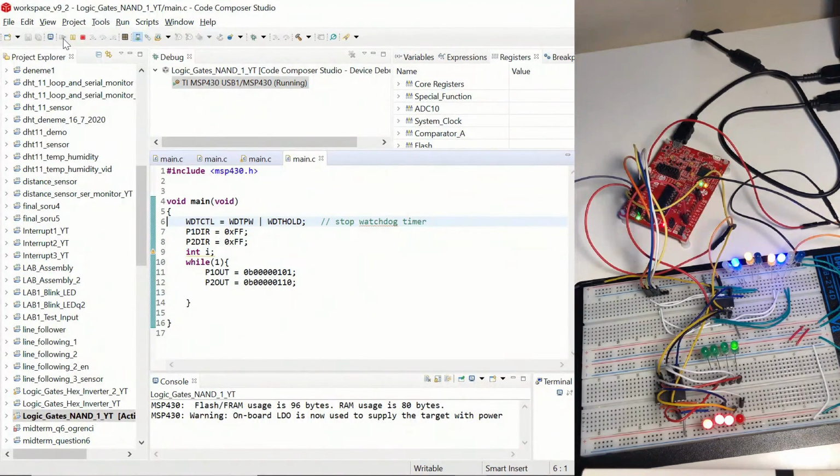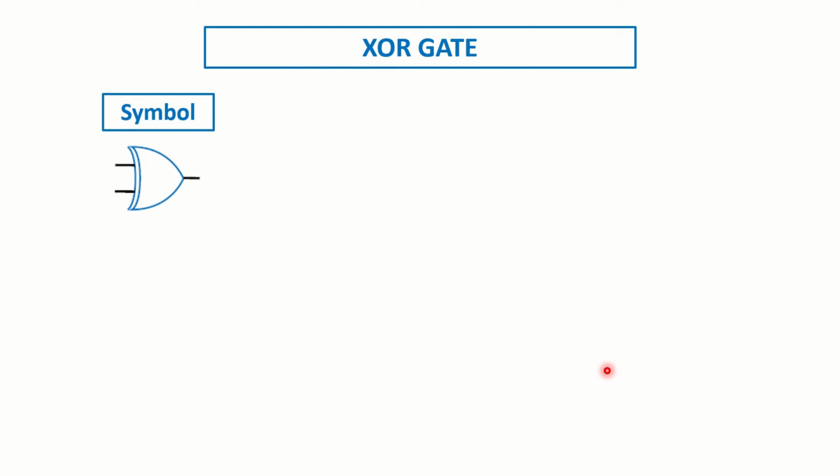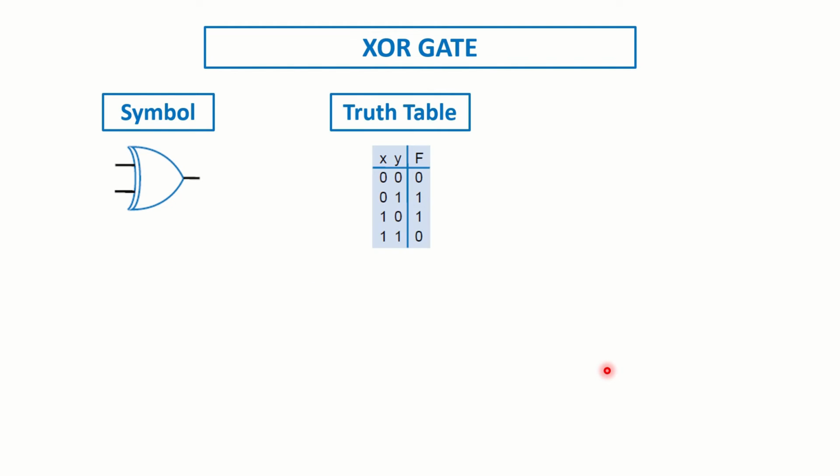Okay, we can see that now we have 0, 0 here, actually, which corresponds to this state, 0 and 0. Then we have 1 and 1. The output is 1. 0, 1, the output is 1. 1, 0, the output is also 1. And we have the inverted outputs on the green LEDs.